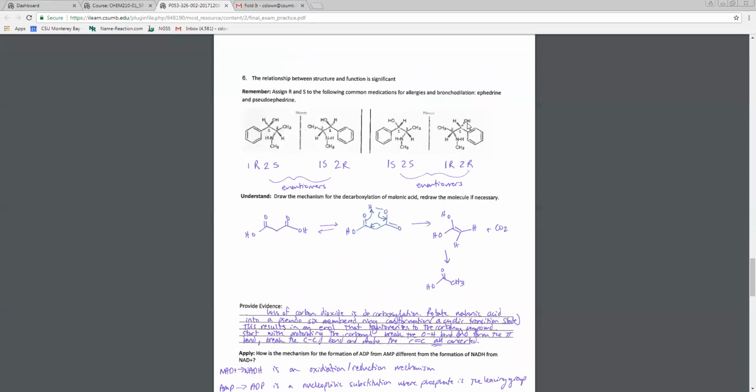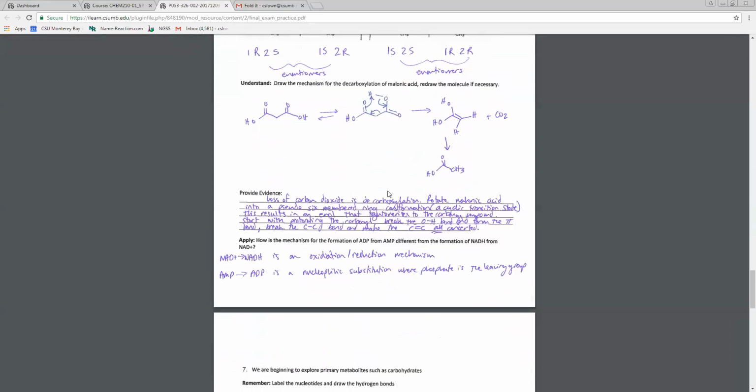Question number 6, the relationship between structure and function is significant. So assign R and S to the following common medications for allergies and bronchodilation, ephedrine and pseudoephedrine. So here you're going to want to make sure that you assign both of the chiral carbons. And note, you can actually identify the relationships. These will be enantiomers, right? These, of course, will be diastereomers.